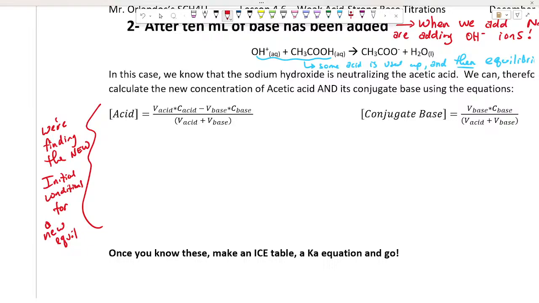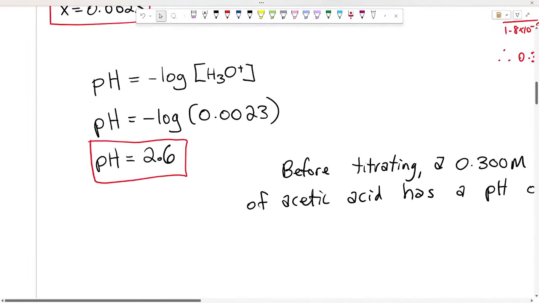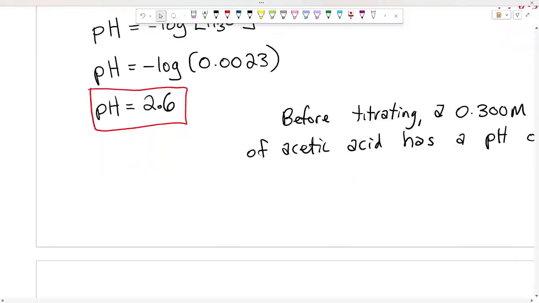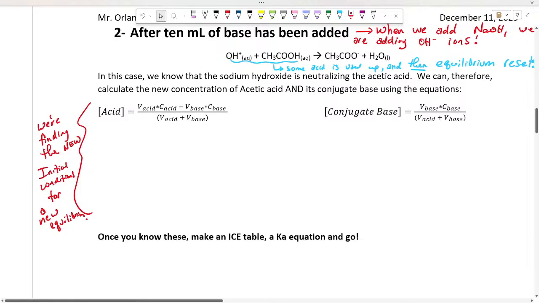All right, look at me again. We added a bunch of base, which is not an equilibrium. It's going to turn a bunch of your acid into its conjugate base, not via equilibrium, but by a strong reaction. That's going to break our old equilibrium. So the equilibrium we just had where the pH was 2.6, that's gone. By adding this base, that equilibrium is no more. We're starting fresh. So before we can do an equilibrium, we have to find the new starting conditions.